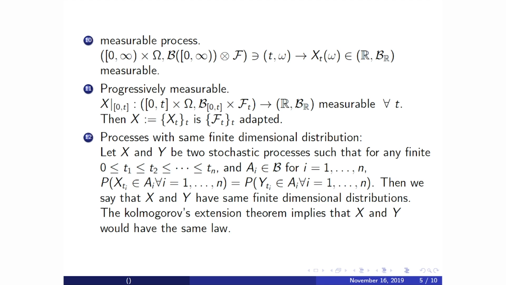If that is true, no matter what finite n you choose and no matter what time points you choose, then we say that X and Y have the same finite dimensional distributions. Then from the Kolmogorov extension theorem, which I am not going to restate here as I assume that background, it follows that X and Y have the same law. So we say they have the same distribution or the same law.